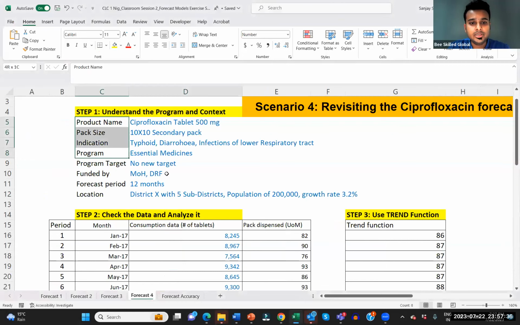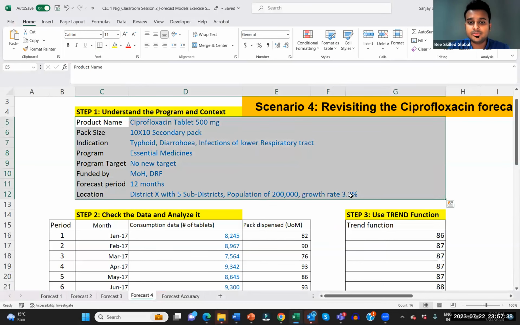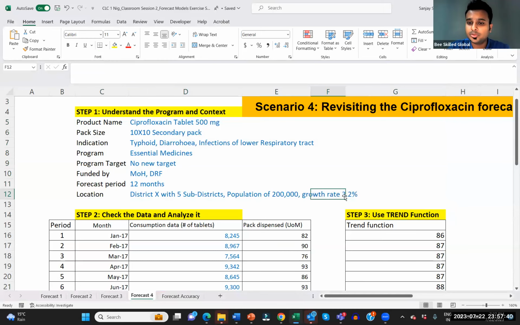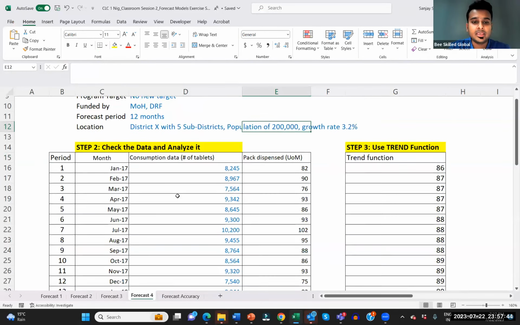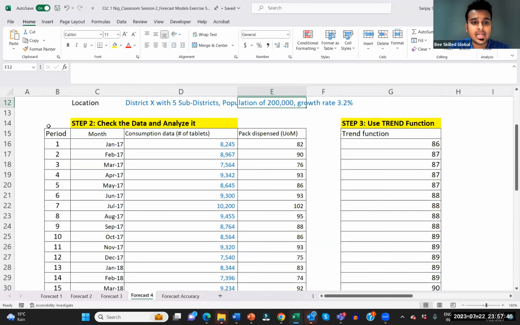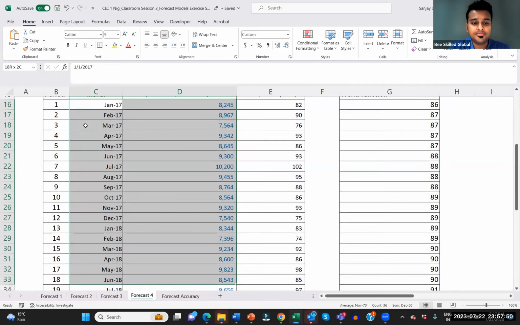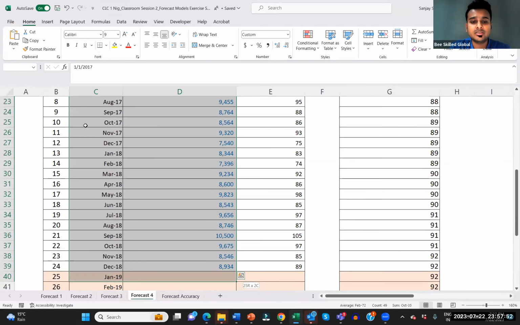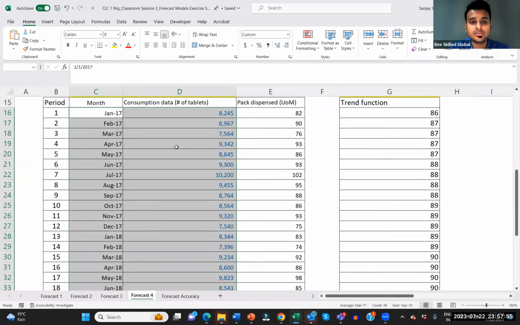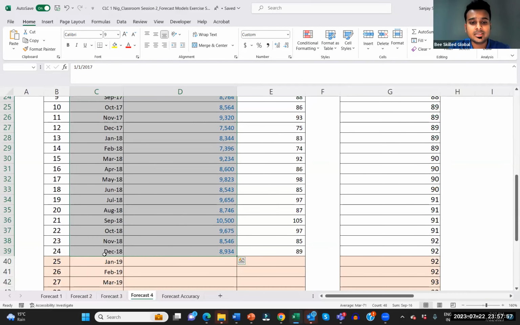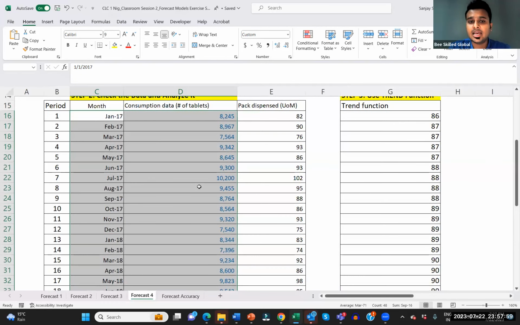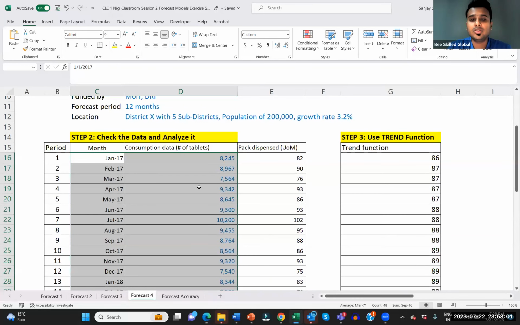Ciprofloxacin. Okay. Nothing has changed from there. Growth rate of 3.2% is there. Population of 200,000. Everything is same. Even the data which we had of 24 months, which actually was your question, Dr. Adekola, is the same data of 24 months that we had from January 2017 to December 2018. So we already have the data of 24 months.